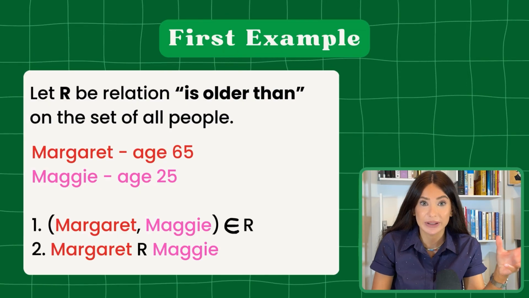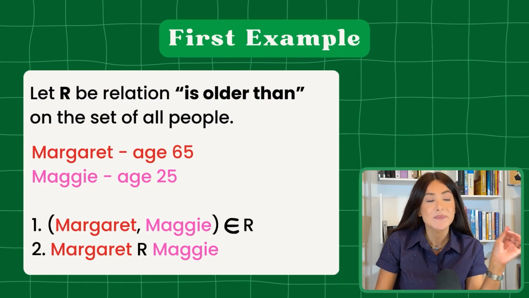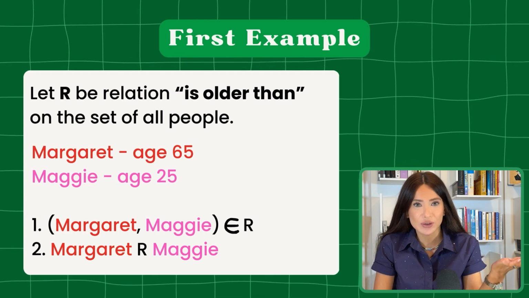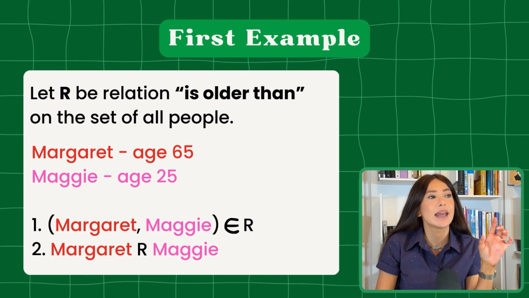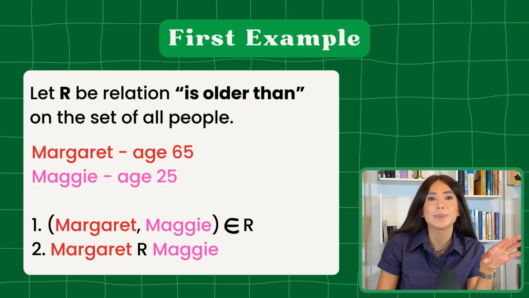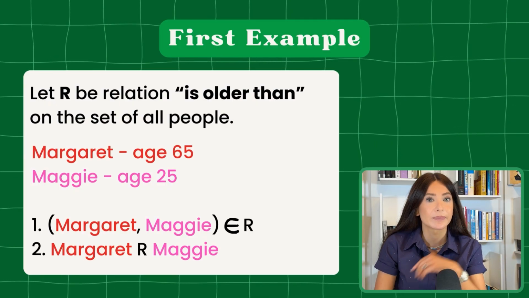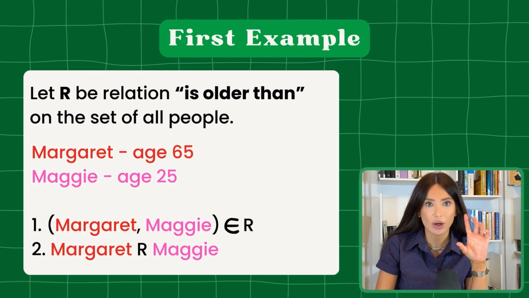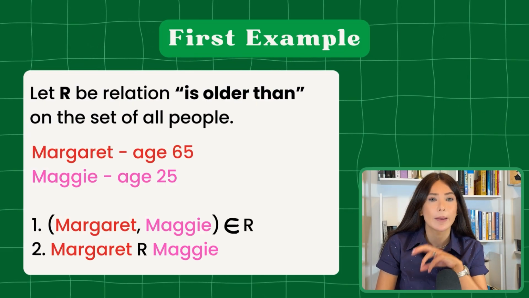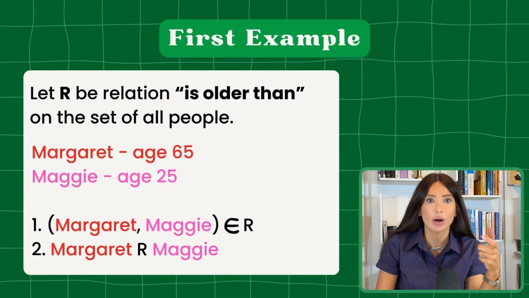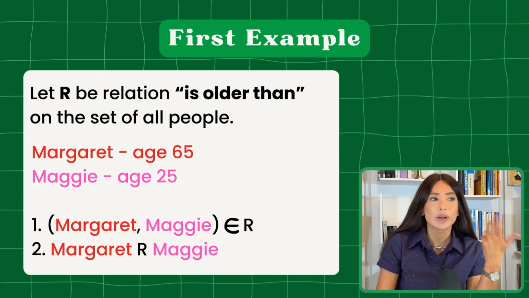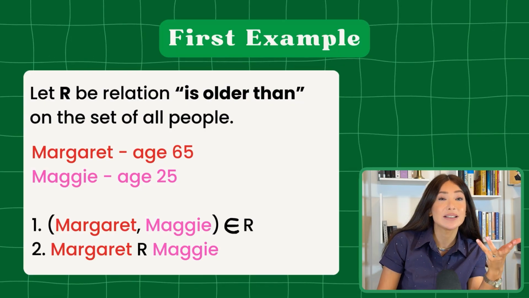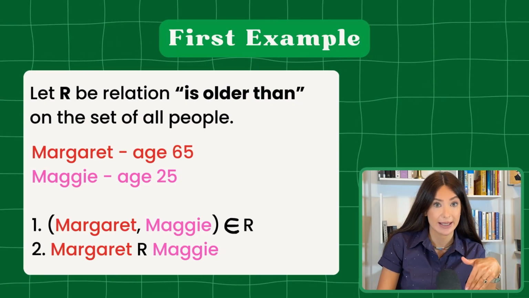Let R be a relation is older than, okay? And Margaret is an element and Maggie is an element. Margaret is 65 years old and Maggie is 25. Then Margaret and Maggie are going to be an element of relation R. A second way of writing that is Margaret is letter R related to Maggie. Or just write Margaret R Maggie, okay? And what that says is that Margaret is older than Maggie, because that's how I defined relation in this case.